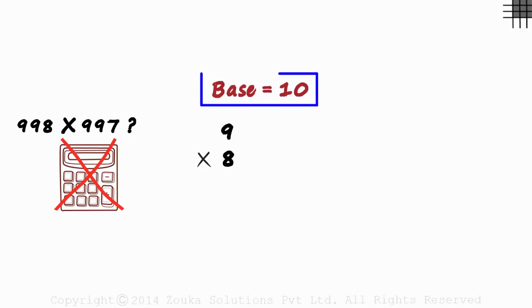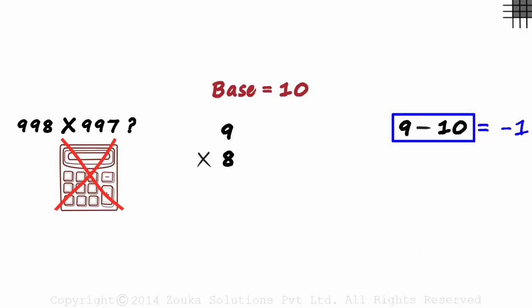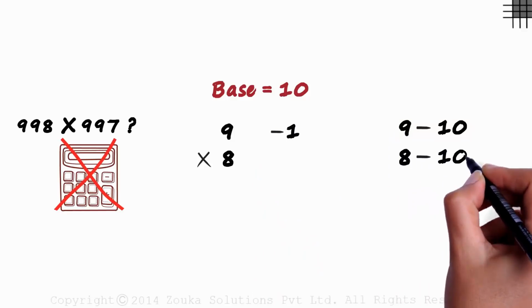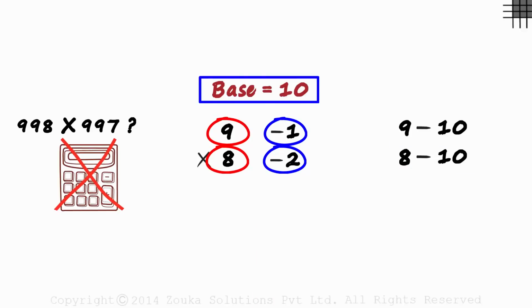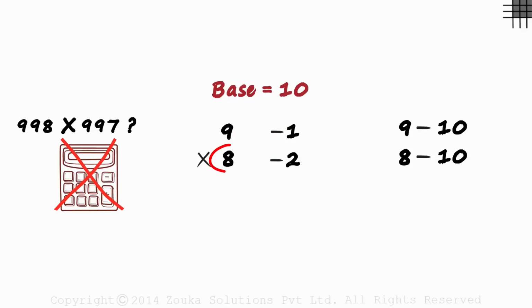First, we subtract the base from each of these numbers. Subtracting the base from the first number, we get 9 minus 10. That equals minus 1. We write it next to that number. Next would be 8 minus 10. That equals minus 2. These two numbers tell us how far these two numbers are from the base. 9 is minus 1 units away from the base, and 8 is minus 2 units away from the base.